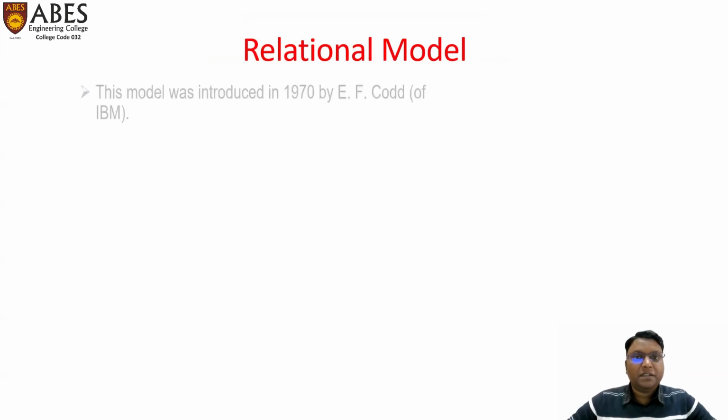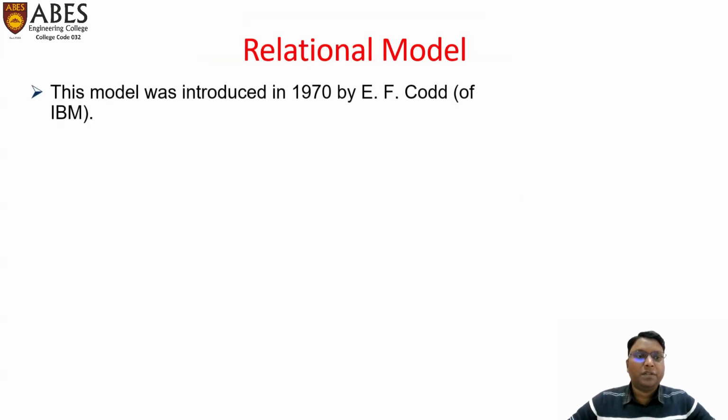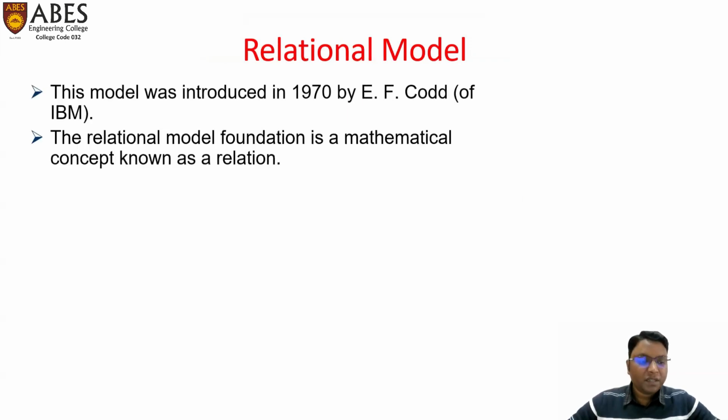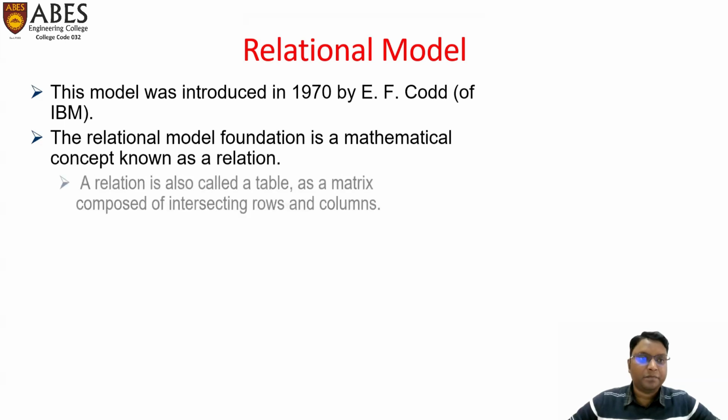Now, the next data model is the relational data model. This model is very important and very popular in the field of DBMS. It is based on a mathematical concept called a relation, which represents data as a table with rows and columns. Each row, known as a tuple, represents an entity instance, and each column represents an attribute. This model is implemented using a Relational Database Management System or RDBMS.